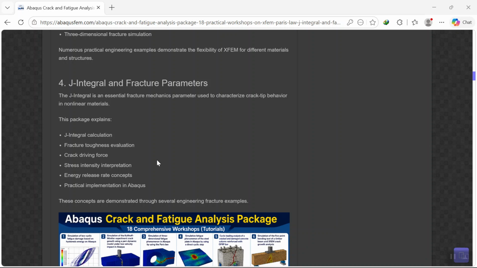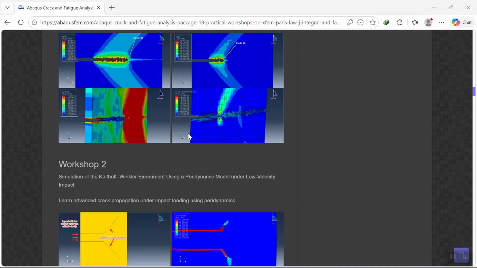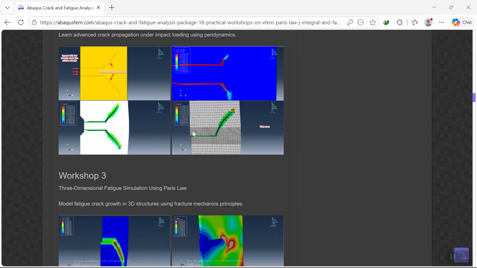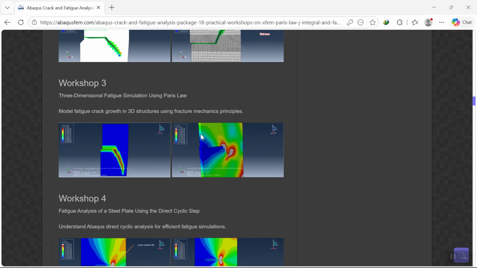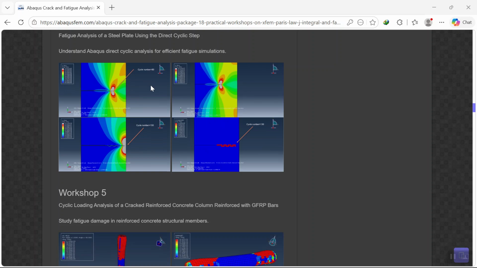Now let's take a look at what is included in this package. The course contains 18 complete workshops, each focusing on a different engineering application. You'll learn low cycle fatigue based on the hysteresis energy, then the famous Kalthoff-Winkler impact experiments using pre-dynamic crack XFEM growth, then fatigue in a steel plate using Paris law, 3D, then 2D.